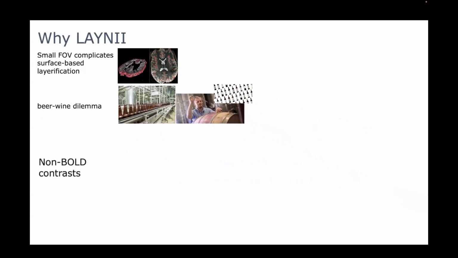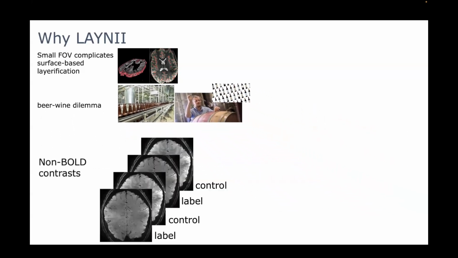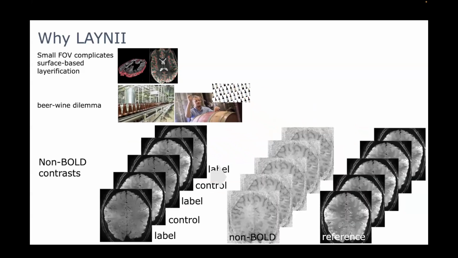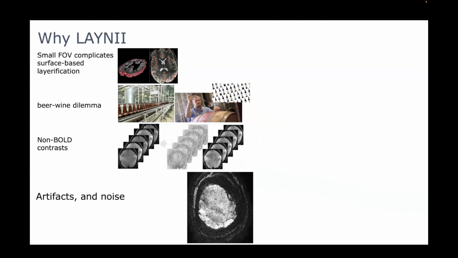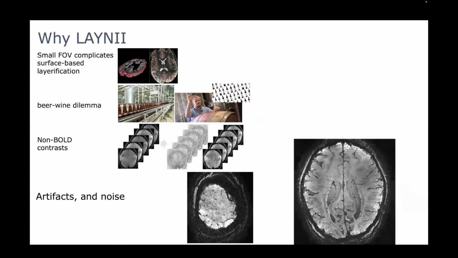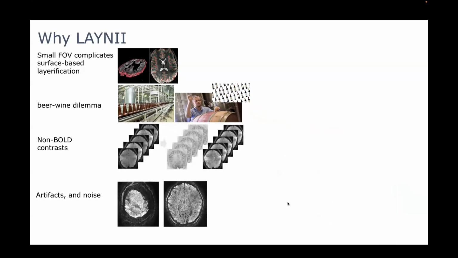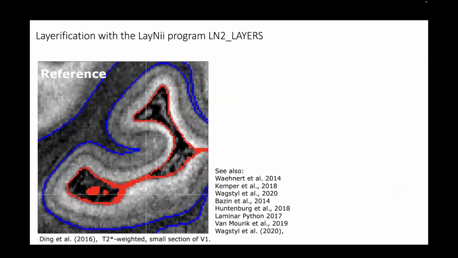analysis. Other things, as I said already, we need to deal with these non-BOLD contrasts or other forms of imaging contrast that then ultimately need to be analyzed respectively. And also in layer-dependent fMRI, very often we have different artifacts and we have just a lot of noise, which we need to deal with. So we need noise cleaning methods or artifact detection tools, which are all things that LANI provides us to some degree. One of the most often used features in LANI, this layer fMRI program, is layerification.